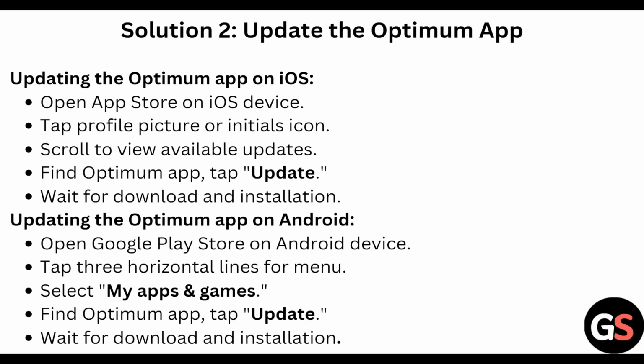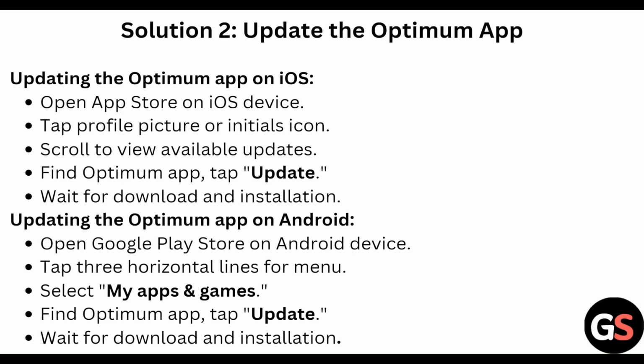Then update the Optimum app. How to update this? First of all, on iOS, open the App Store on your iOS device. Tap on the profile picture or initial icon. Scroll to view available updates. If an update is available, then update now and install the app. Okay, this is for iOS devices.